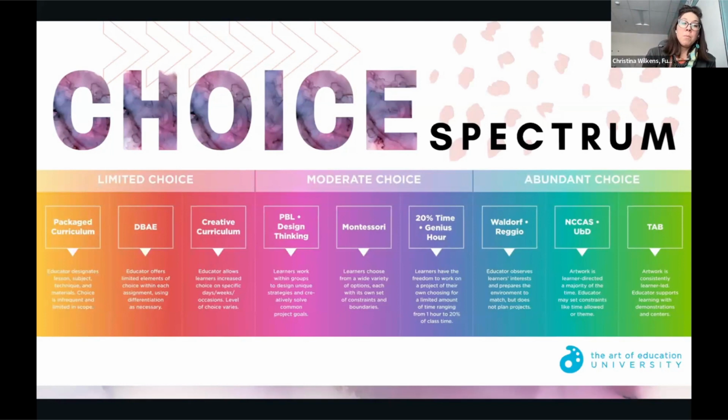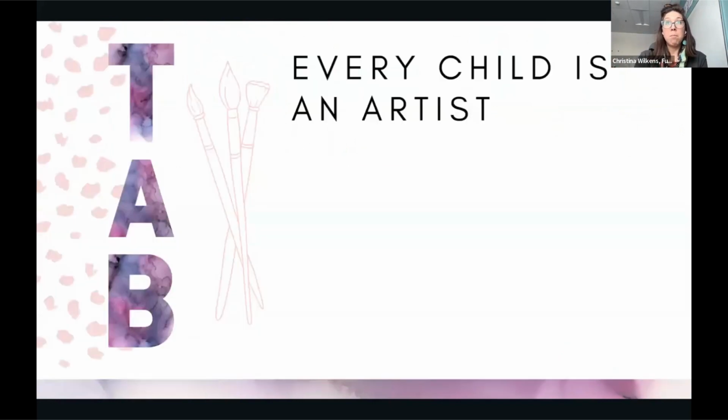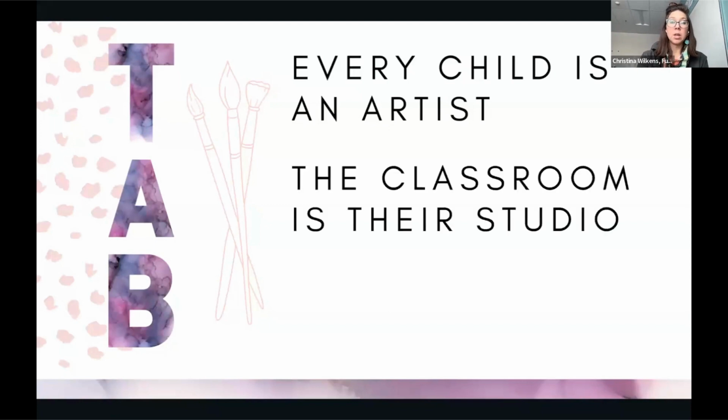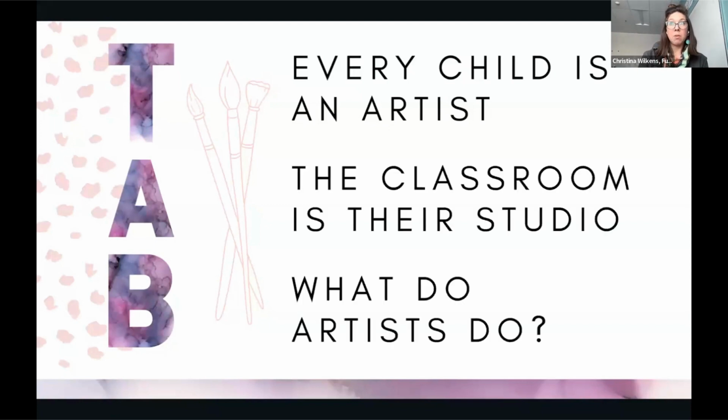Now, mirrored on the opposite end is TAB. So TAB is the method or pedagogical approach for how we run our art program here at Future. Within TAB, it's a 3-sentence curriculum. TAB philosophy is that every child is an artist, that the classroom is their studio, and that we ask the question, what do artists do?